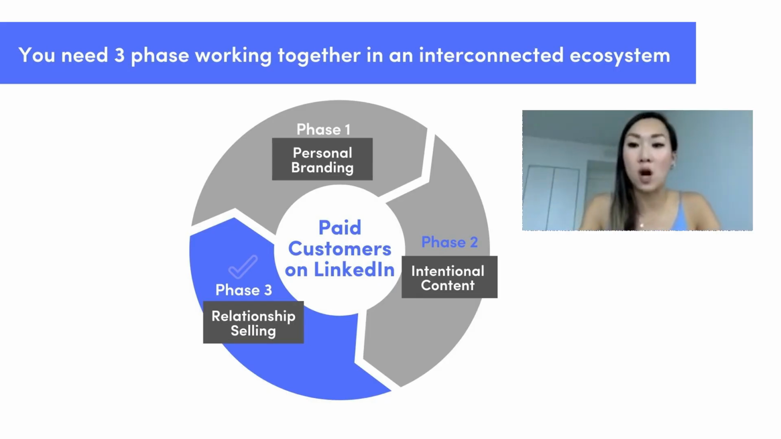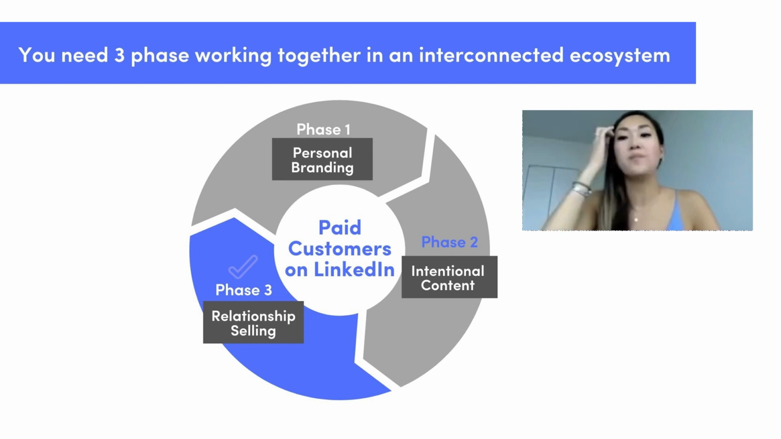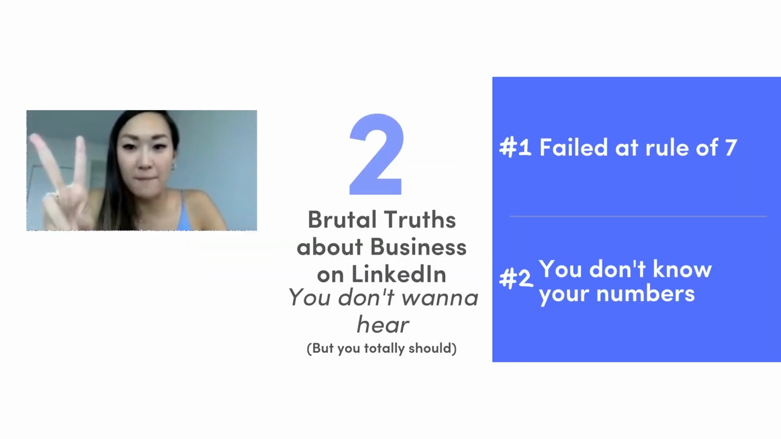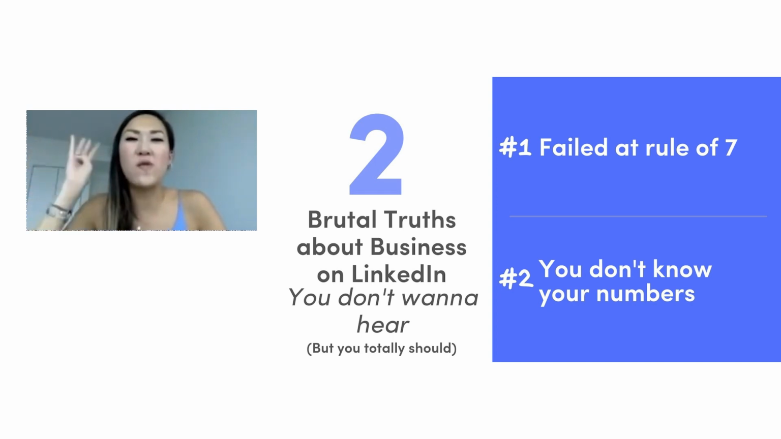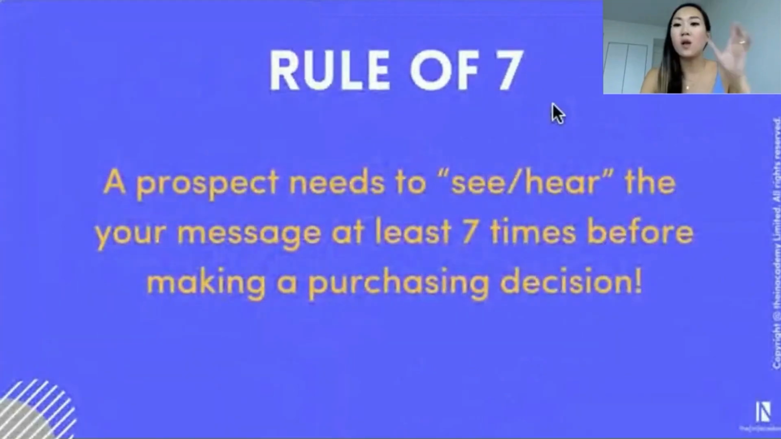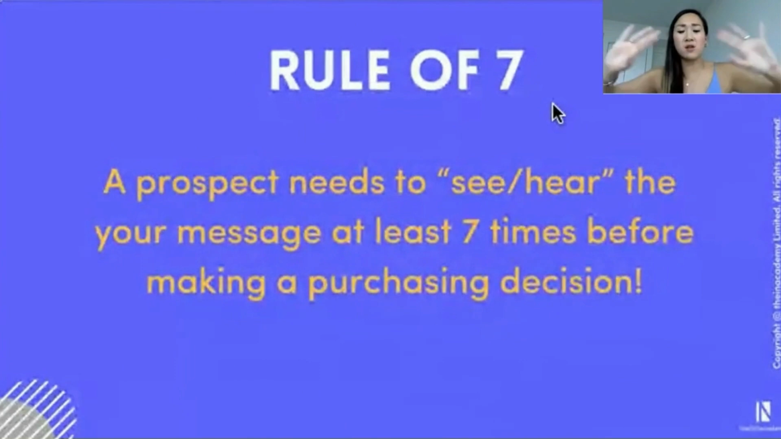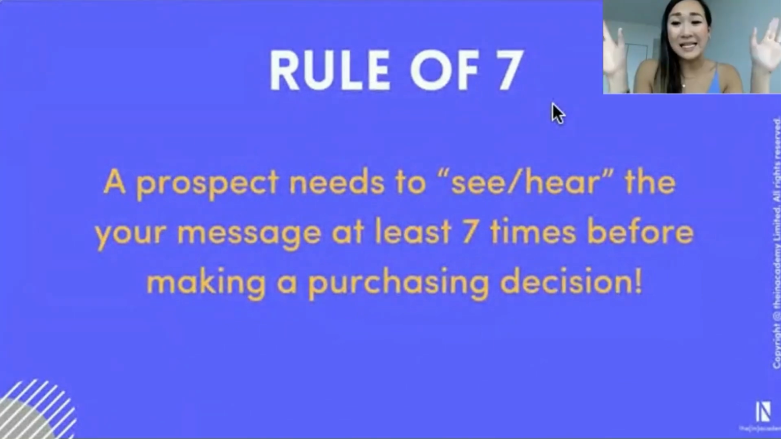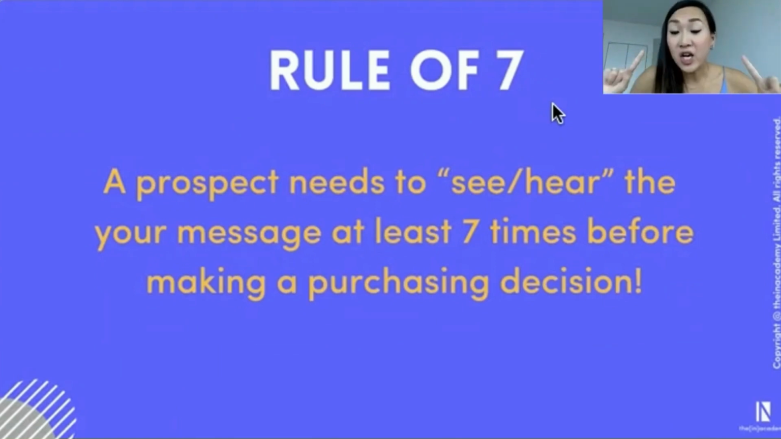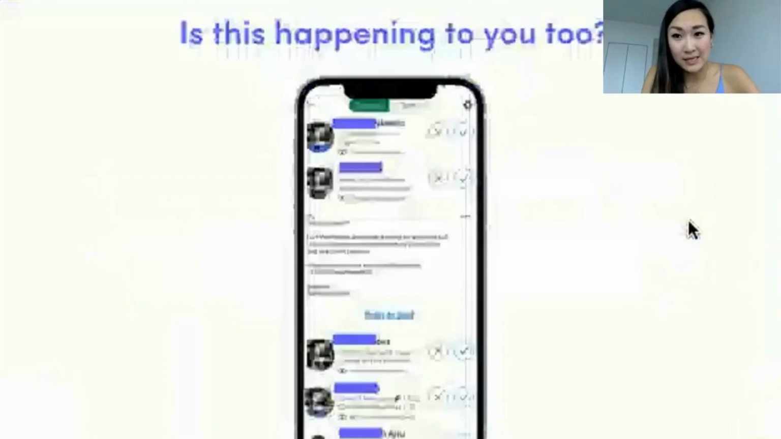Next, we're going to talk about relationship selling. There are 2 brutal truths about business on LinkedIn you don't want to hear. Number 1, you fail at the rule of 7. Number 2, you don't know your numbers. Okay, let's go. Rule of 7. The majority of people have not heard about this, but I teach this to my clients, and they need to understand: a prospect actually needs to see and hear your message at least 7 times before making a purchasing decision.